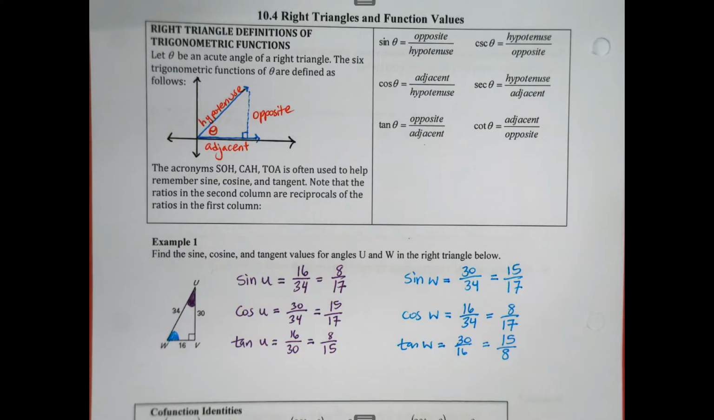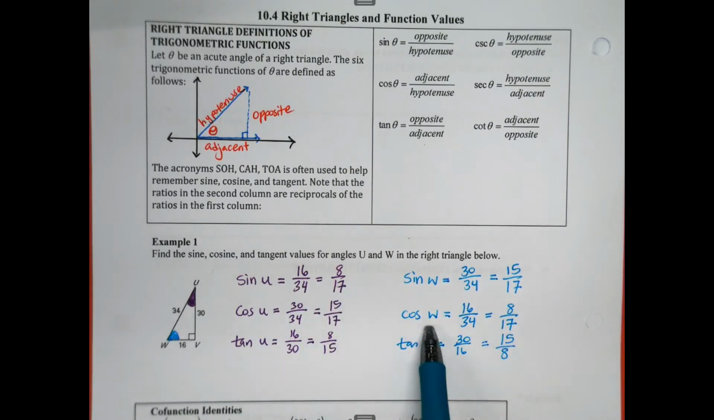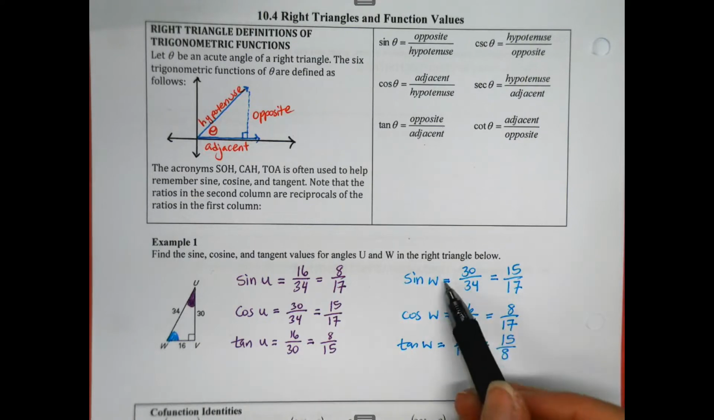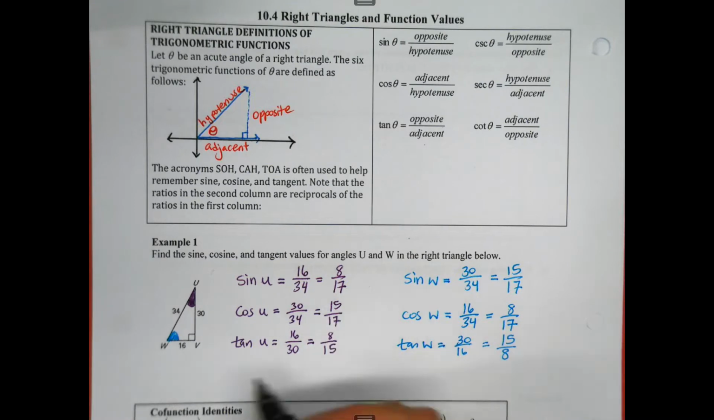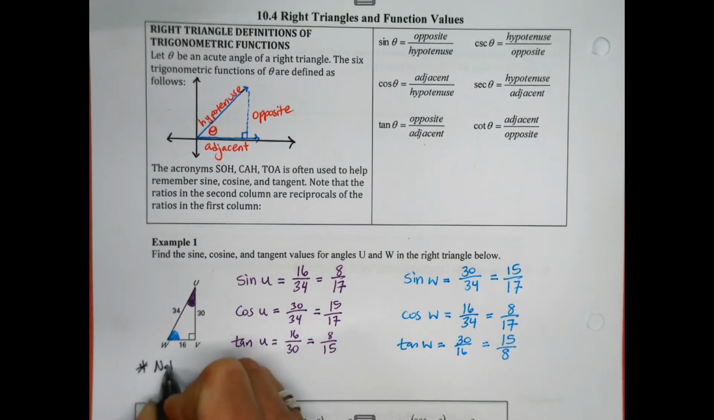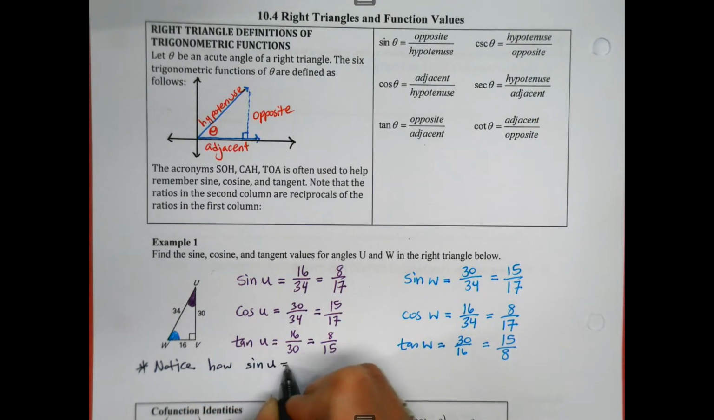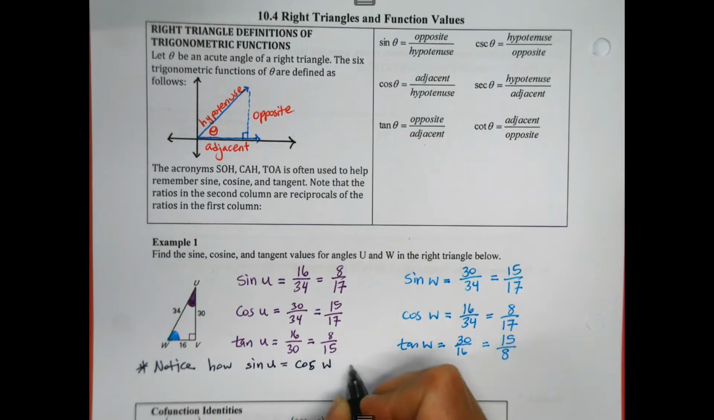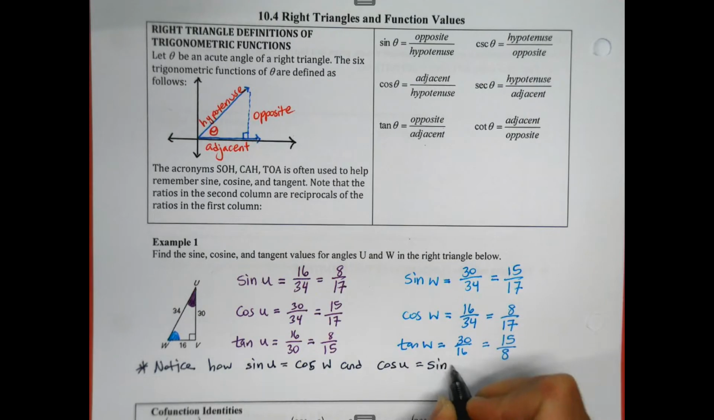Now notice, sine of U is 8 over 17. The cosine of W is also 8 over 17. Sine of W, 15 over 17, is equivalent to the cosine of U, 15 over 17. So notice how sine of U equals cosine of W, and cosine of U is equal to the sine of W.